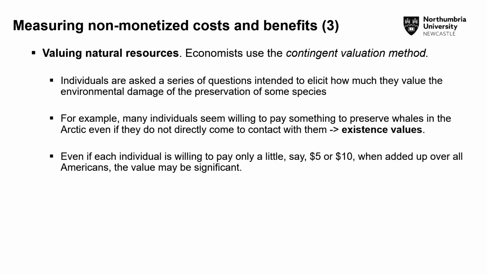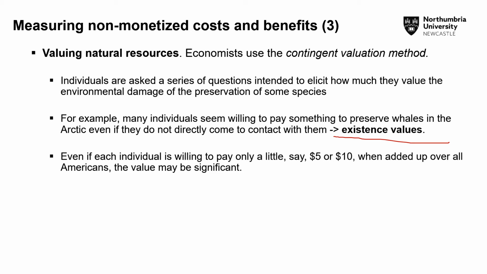Another approach is that of valuing natural resources. How much is the protection of natural resources worth? In order to do this, economists use something called the contingent valuation method. Individuals are asked a series of questions intended to elicit how much they value preventing environmental damage or the preservation of some species. So the question might be, how much are you willing to pay to preserve whales in the Arctic? The idea is that you are calculating an existence value: how much income are you willing to give up in order to make sure that whales are preserved?